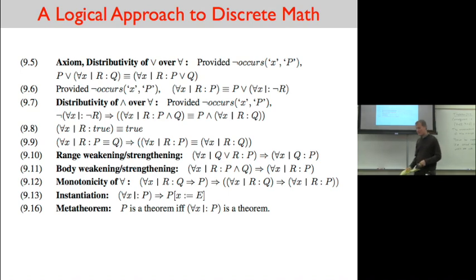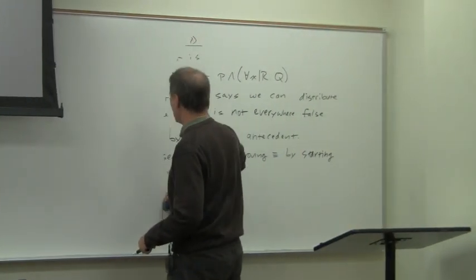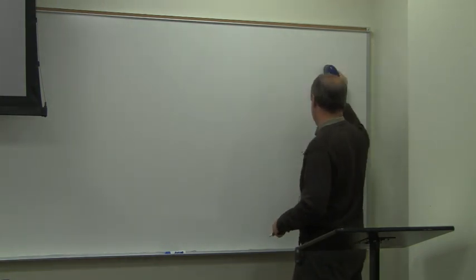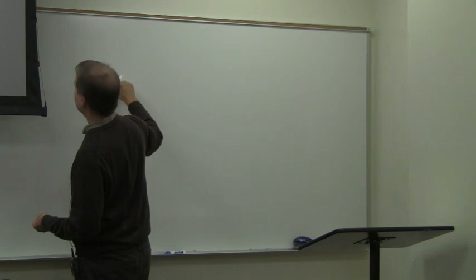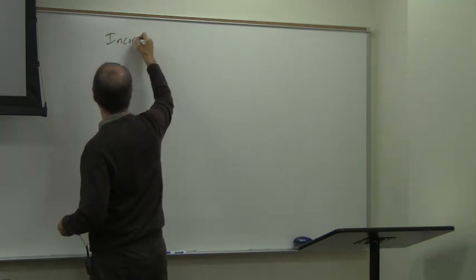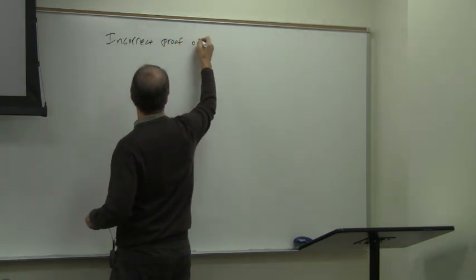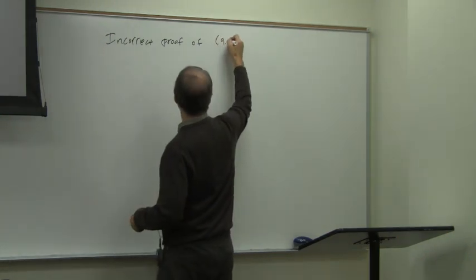Is everybody clear on the problem with 9.11? You can't use weakening. Let me show you an incorrect proof, so don't be tempted to do this. Incorrect proof of 9.11. It's not just this.